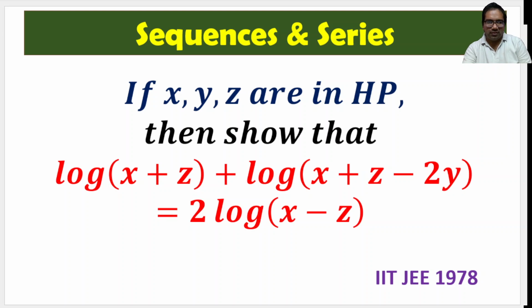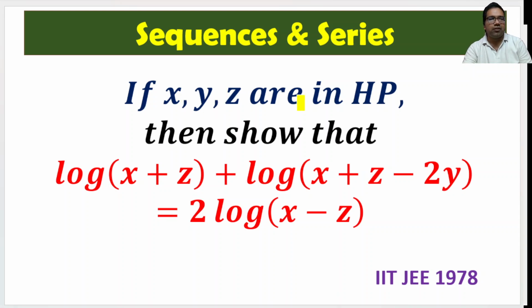Hi friends, in this problem we are given that x, y, z are in harmonic progression. Then we have to show that log of (x plus z) plus log of (x plus z minus 2y) equals 2 times log of (x minus z).